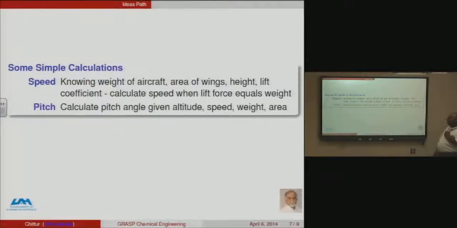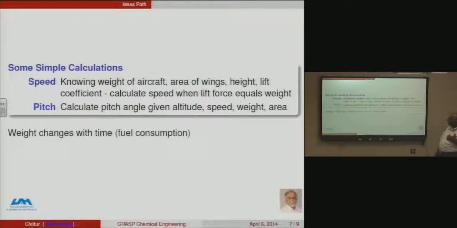Okay, if you know the angle of attack, for example, you can calculate the pitch angle given the altitude and the speed and the weight and the area. So you can ask, for example, what the pitch angle is that the pilot has to choose if he or she wants to fly at a given altitude and given speed, weight, and area, and so forth. So we'll do some of these calculations, either calculating velocity or calculating the pitch, and so forth, and fairly straightforward calculations.